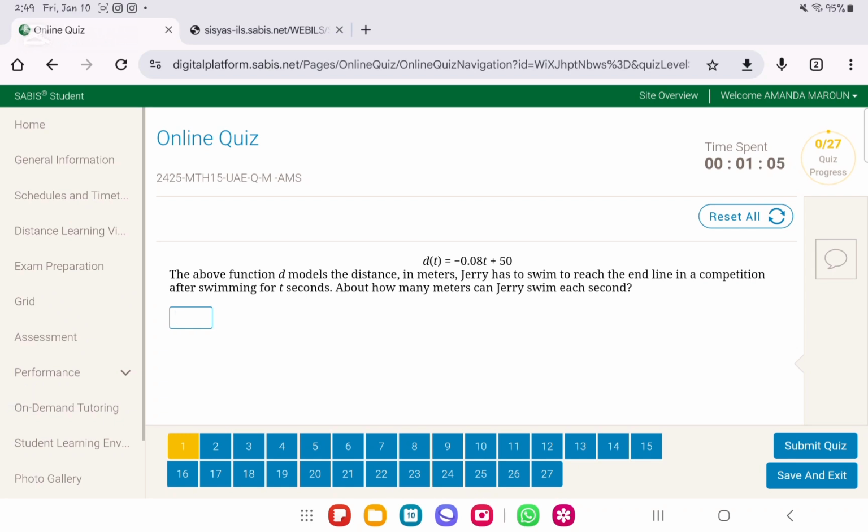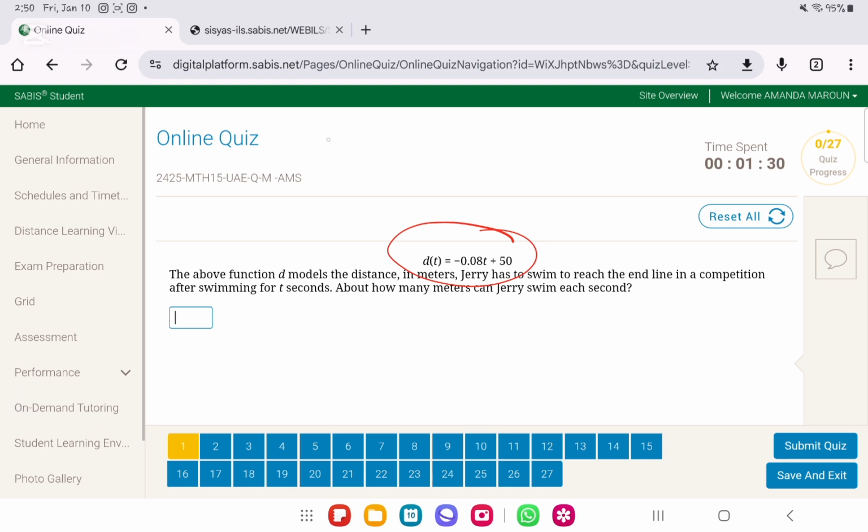So the above function D models the distance in meters Jerry has to swim to reach the end line in a competition. After swimming for 30 seconds, about how many meters can Jerry swim each second? So looking at this function, it is a derivative function. Well, we will learn why it's a derivative function, but first we will take it as a function.